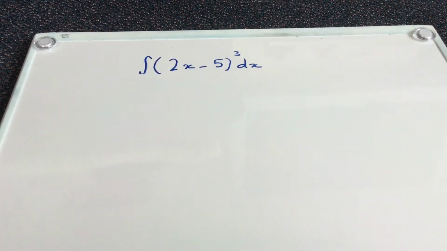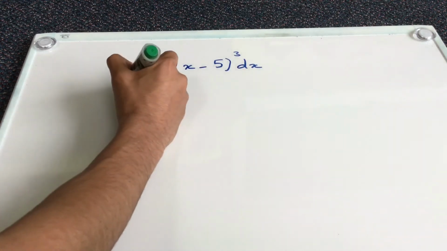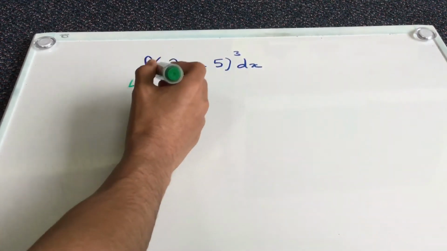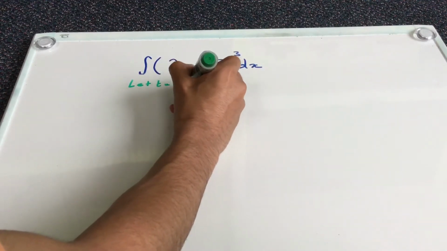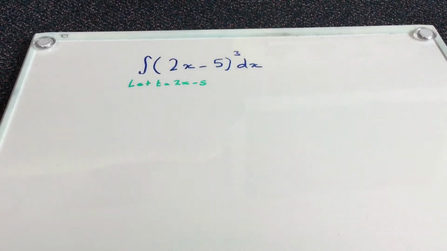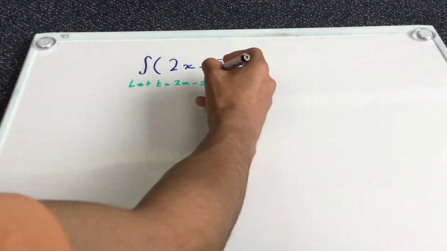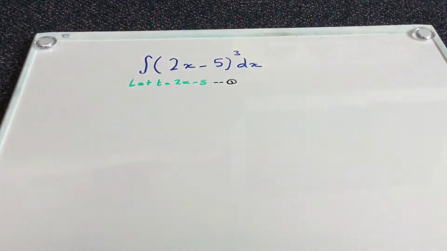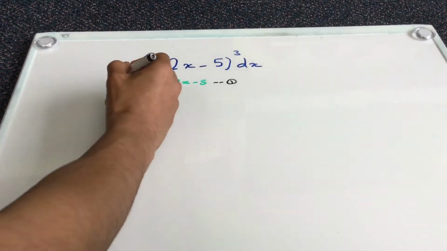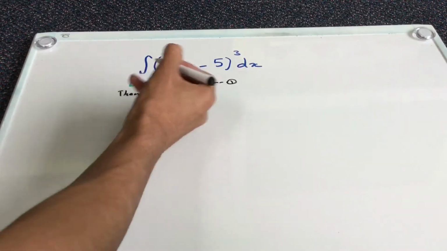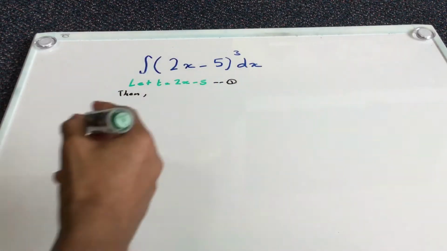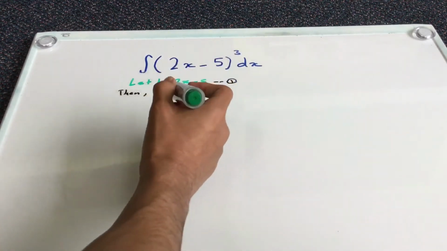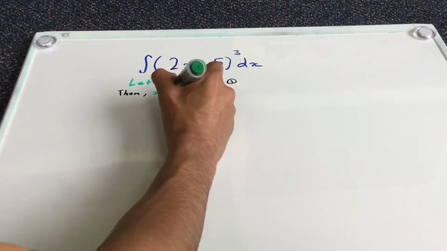So first of all, we're going to let t be equal to 2x minus 5, and we're going to name this equation 1. Then we're going to say that x is going to be equal to (t plus 5) over 2.